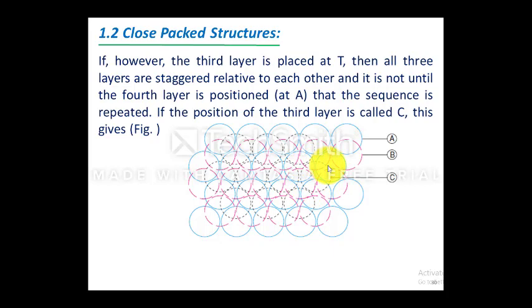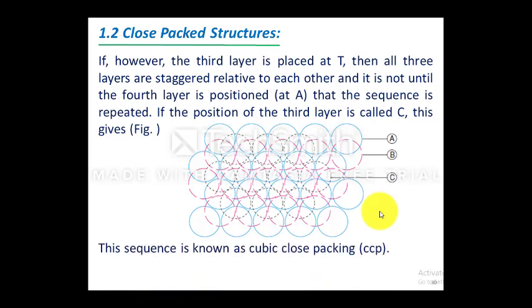If the third layer is placed on a new position, we get A, B, C pattern. After that, the fourth layer will occupy the same position which is occupied by A atom. So this process will continue and we will get ABC pattern. On the other hand, if we place the third layer on the same position which is occupied by the first layer, then we will get AB pattern. So this pattern is called cubic close packing.